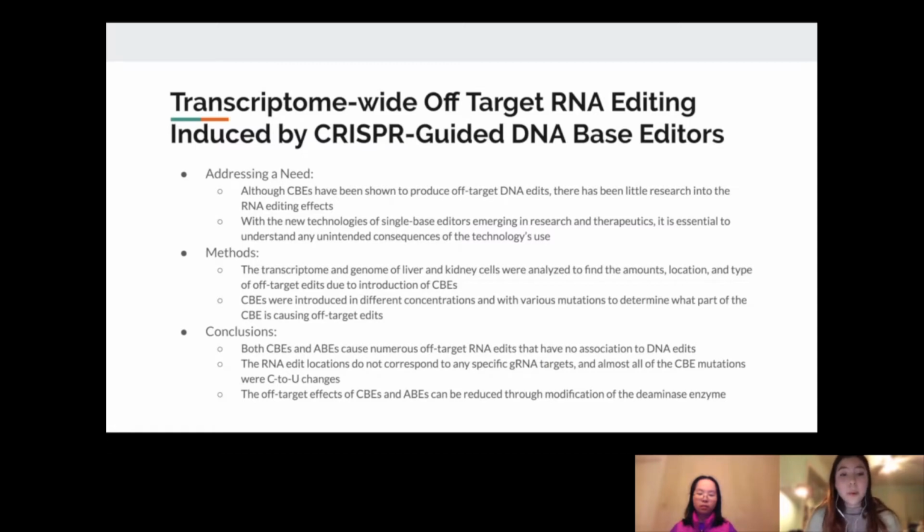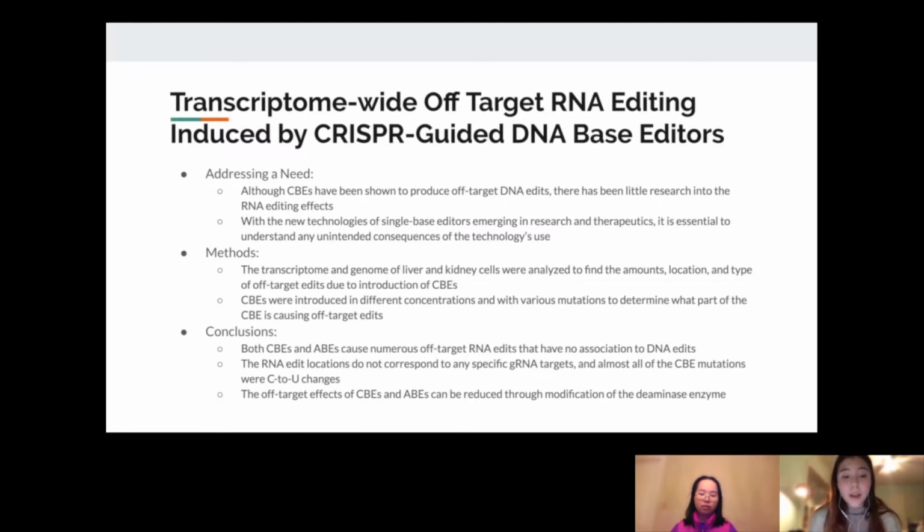For this paper, which is based on transcriptome-wide off-target RNA editing induced by CRISPR-guided DNA base editors, in order to try and diagnose the off-target effects of these editing tools in RNA, the transcriptome and genome of liver and kidney cells were analyzed to find the amount, location, and type of off-target edits due to the introduction of CBEs. And then CBEs were introduced in different concentrations and with various mutations to determine what part of the CBE is causing these off-target effects.